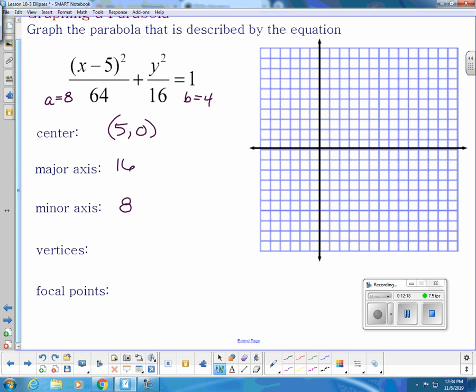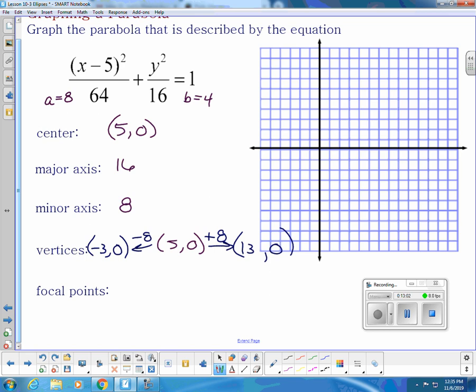So we're going to find the vertices. The vertices are the endpoints of the major axis. So this is how I'm going to do it. My center is 5, 0. My major axis is going left to right? Yes? Nope. The bigger number's under the X, so that's why I know it's going left to right. So I'm going to take this and add 8. Which one do I add to if I'm going right and left, the X or the Y? X. So 5 plus 8 is 13. That's one endpoint. I'm going to subtract 8, so 5 minus 8 is negative 3, 0. This is my other endpoint.